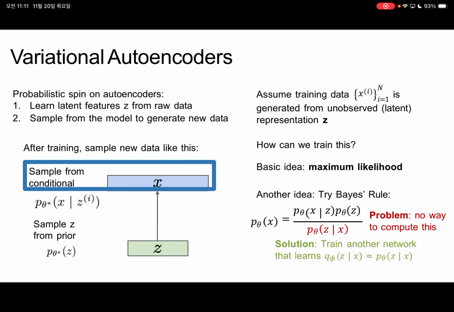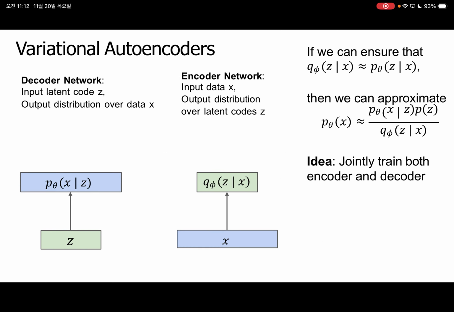So here we have the encoder. Train another encoder that learns this one, that approximates this normalizing factor using an encoder. So we have decoder and encoder. As you can see, there is the approximation function Q. This is the encoder, and this is the decoder. And this is the normal Gaussian distribution.